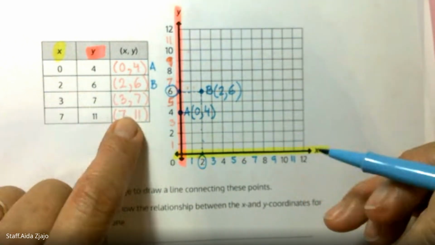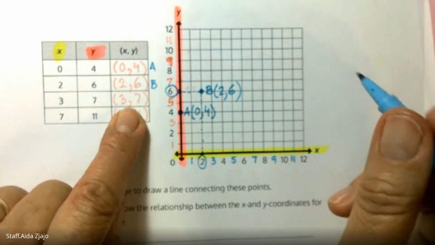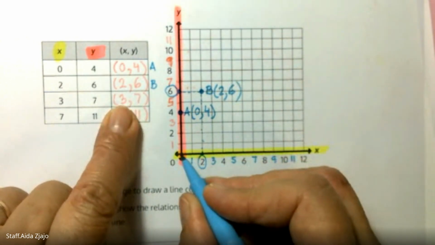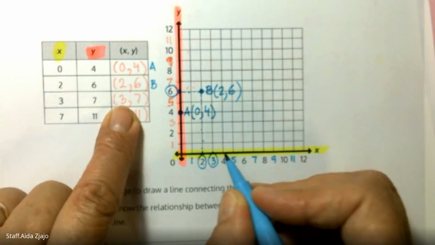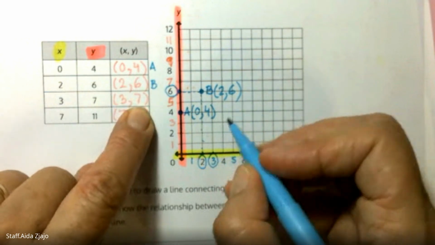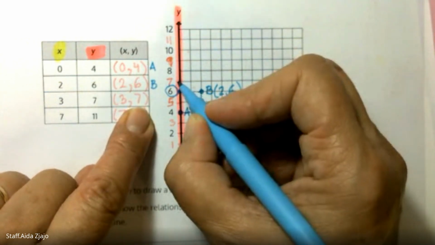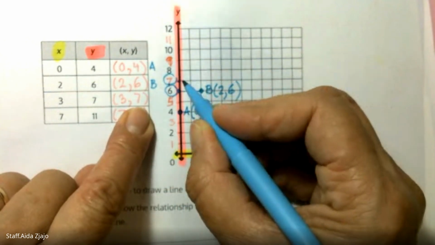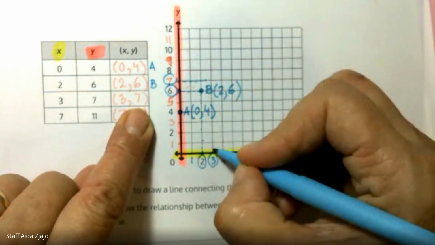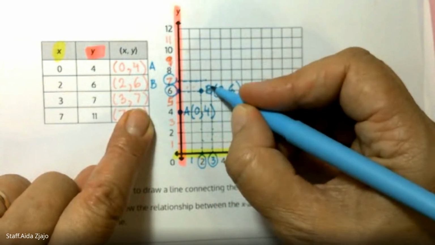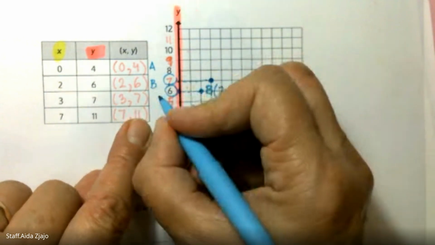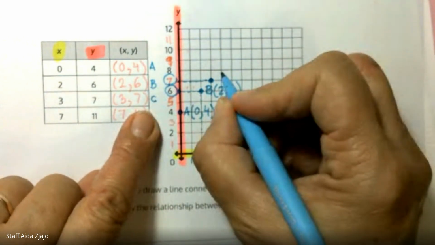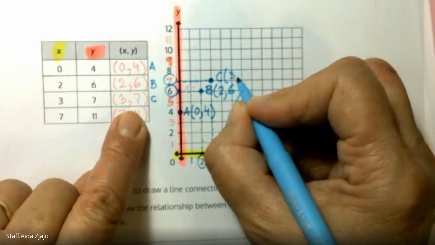Next, 3, 7. X is 3 from the origin. 1, 2, 3. X is 3. I found a 3. And y is 7. I found 7 right here. So where they meet, 3 and 7, is going to be point C. Okay, so that is 3 and 7.